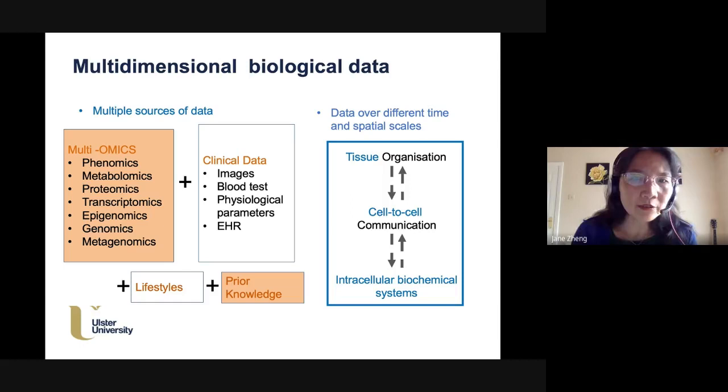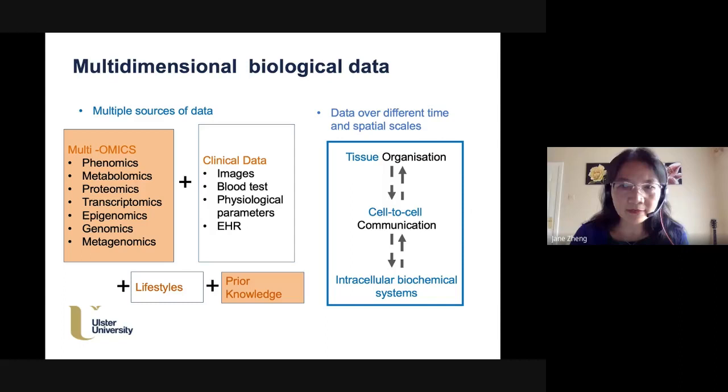So how are we able to incorporate all these different types of data into the network analysis? That's challenging. And on the right-hand side of this slide, we're also looking at data from different time and spatial scales. It can come from different levels of the systems, from the cellular level to the tissue, to the organ. And it can also come in from different times as well.